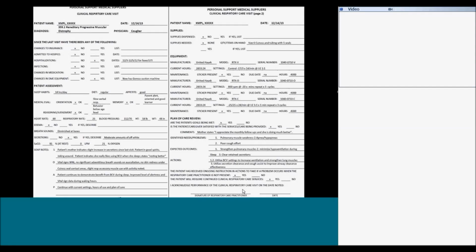And patient continues to require clinical respiratory care services, yes or no. At this point, if the patient is extremely stable and doesn't require future visits, you can say they're not clinical. But if they are requiring future visits, and most of our RTX patients are requiring that support, they continue to require follow-up visits. And then you sign it. There's not a place here for a family member to sign.